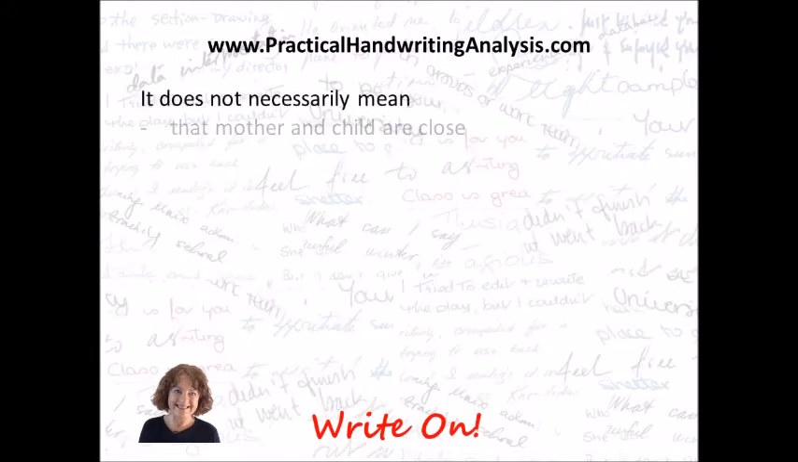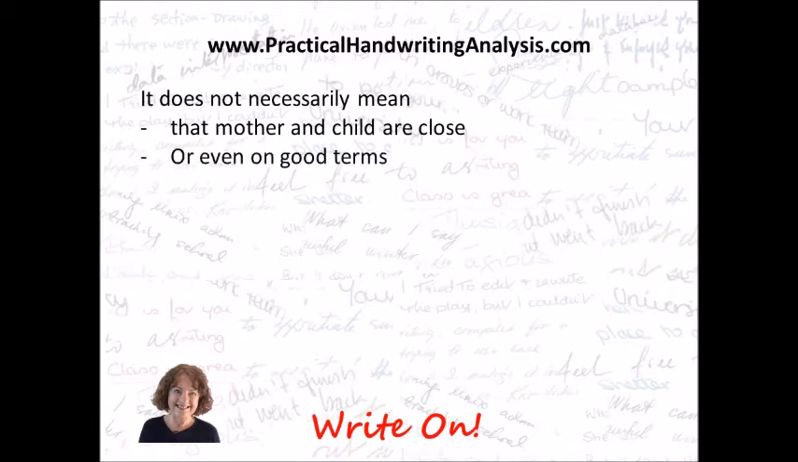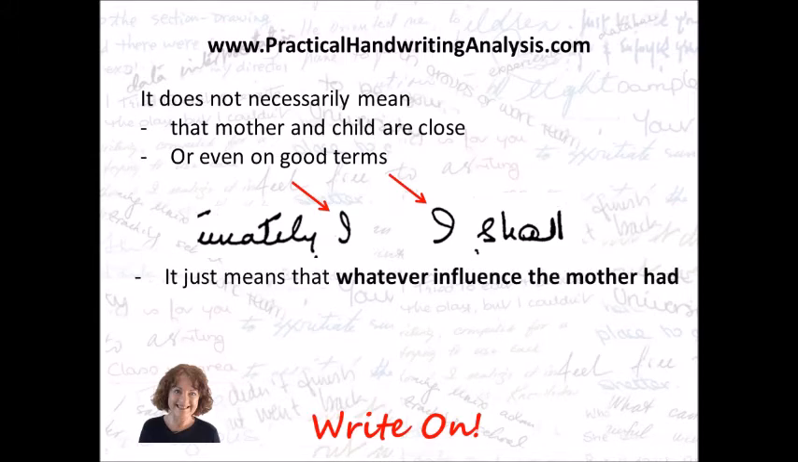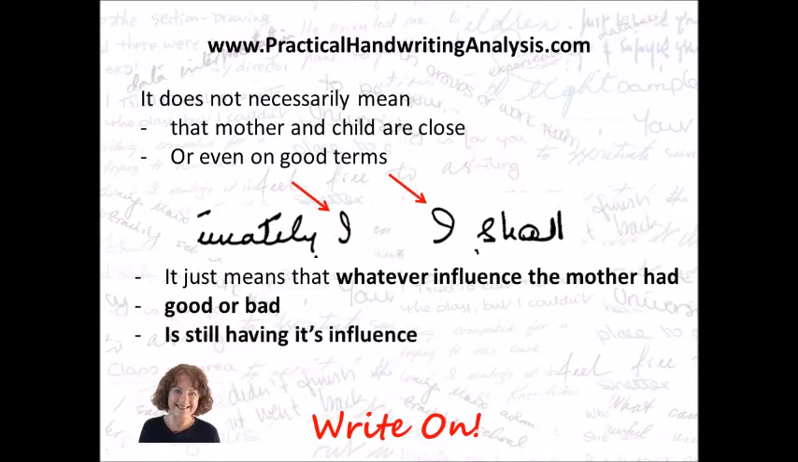It doesn't necessarily mean that the mother and child are close, or even necessarily on good terms. Now there's a narrower loop showing less mother influence, and there's another large loop. It just means that whatever influence the mother had, good or bad, is still having its influence.